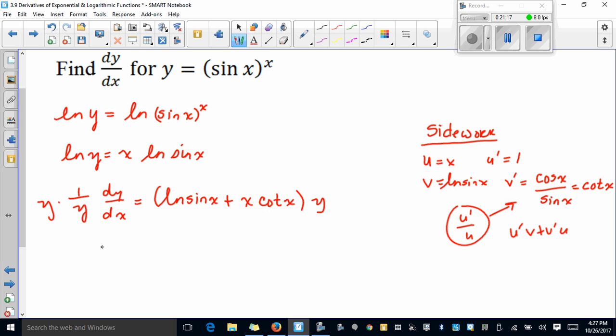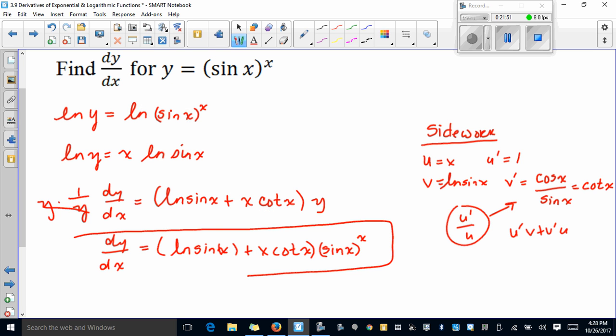Once you have that done, replace your y value. So I have natural log sine of x plus x cotangent of x times my y value of sine of x to the x power. And we're done. All of these at least are done the same. It's just got that derivative going on. Every one of them has natural logs in it. So it's still all good.